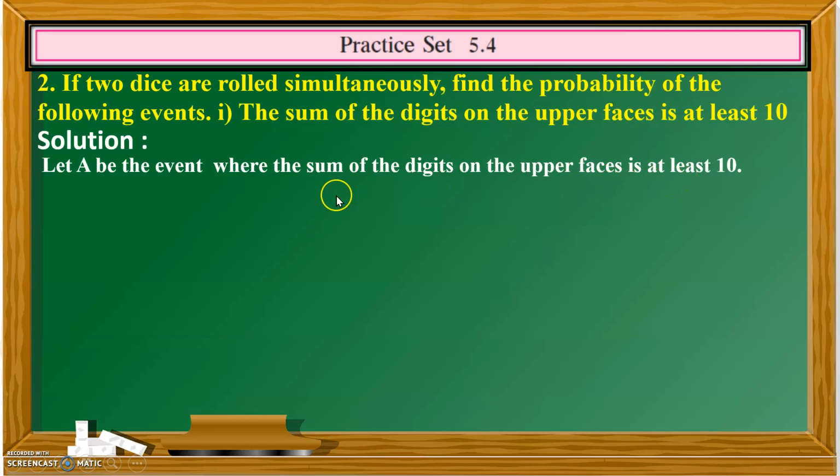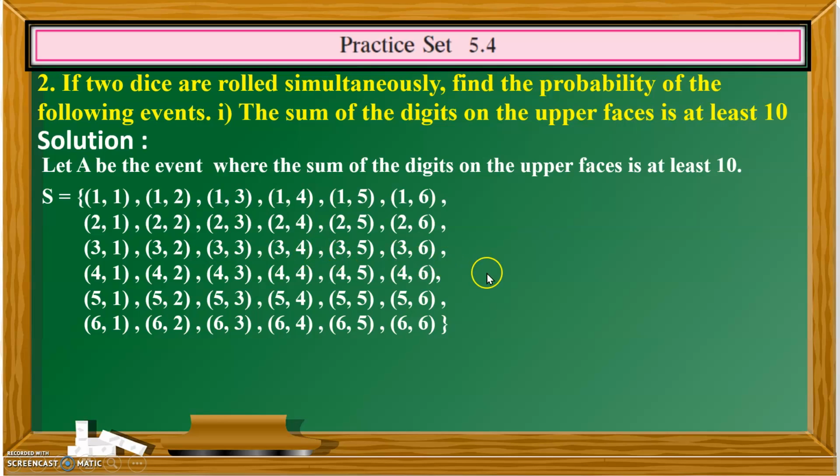Now at least 10 is like the previous question where the sum was minimum 10. Minimum 10 and at least 10 mean the same. At least 10 means 10 and more than 10. At the most 10 means 10 and less than 10. At the most and at least, you have to understand the words. You may get questions like at the most. At least is 10 and more than 10. At the most means 10 and less than 10.